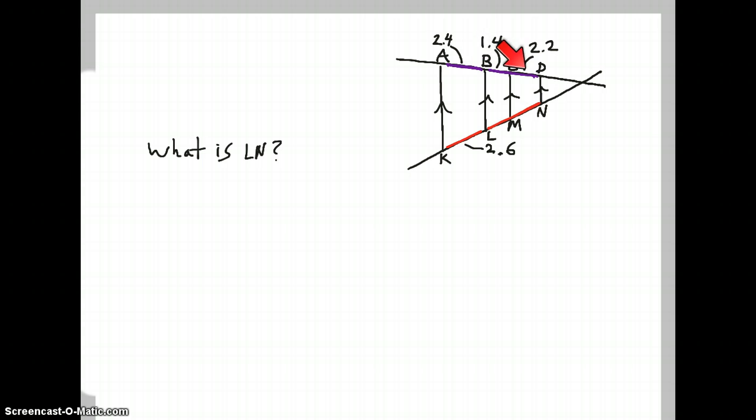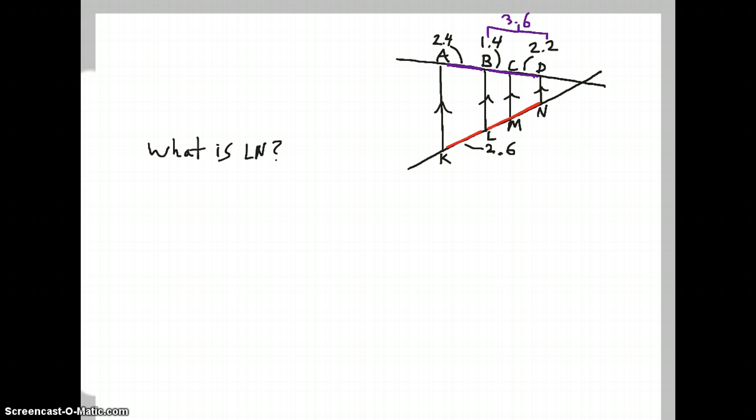We do need to know what the distance is all the way from B to D, and we can use the segment addition postulate by doing that. 1.4 plus 2.2, and that gives you 3.6. So we can label that total distance in purple. Make sure we're still on the paper here. All the way from B to D is 3.6.